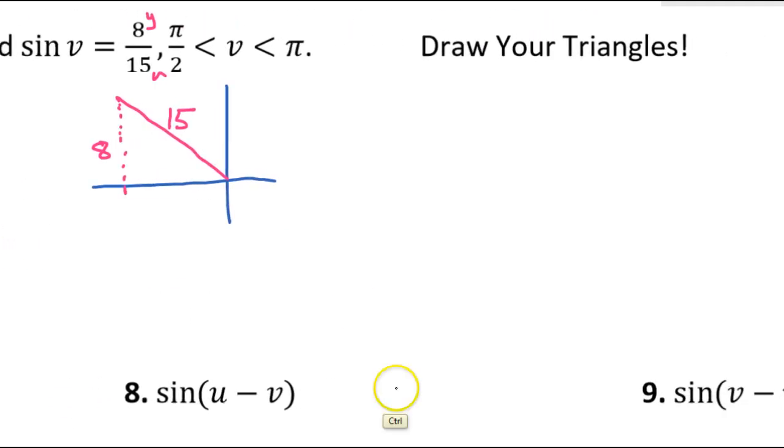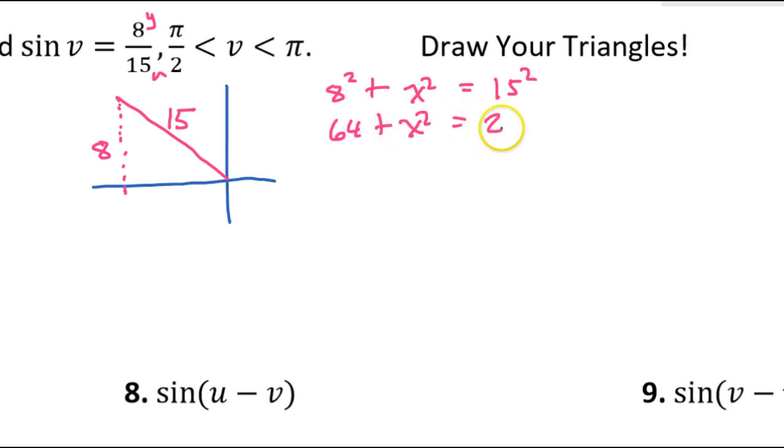I have not memorized this, so I am going to do the Pythagorean theorem. I know that 8 squared plus x squared is going to equal 15 squared. So that means that 64 plus x squared is going to equal 225. I'm going to have to subtract 64 from both sides. So x squared is equal to 161.